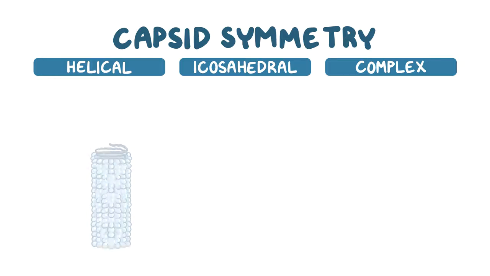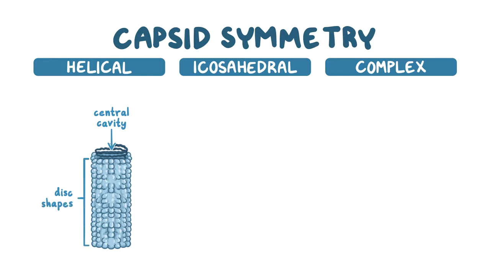First, the helical viruses have a capsid with a central cavity or a hollow tube, which is made by proteins arranged in a circular fashion, creating a disc-like shape. The disc shapes are attached helically, creating a tube with room for the nucleic acid in the middle. An example of a virus with helical symmetry is the tobacco mosaic virus, which is the most studied example.